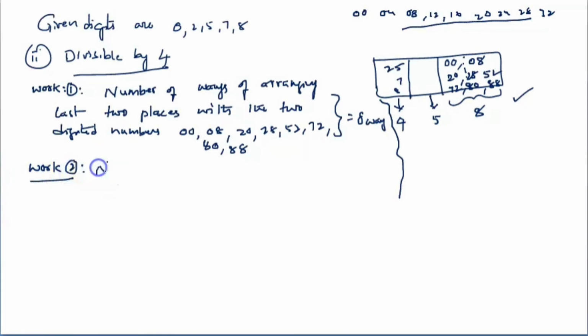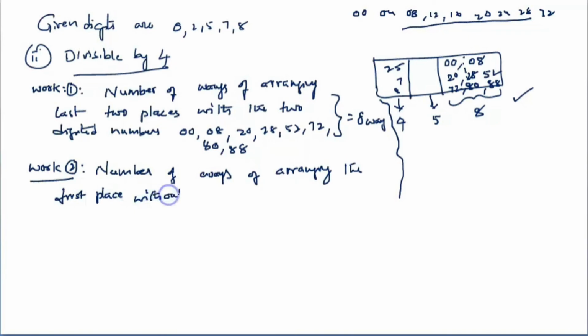Work 2 is the number of ways of arranging the first place without 0, which is equal to 4 ways: 2, 5, 7, 8. 4 ways. That is my second work.